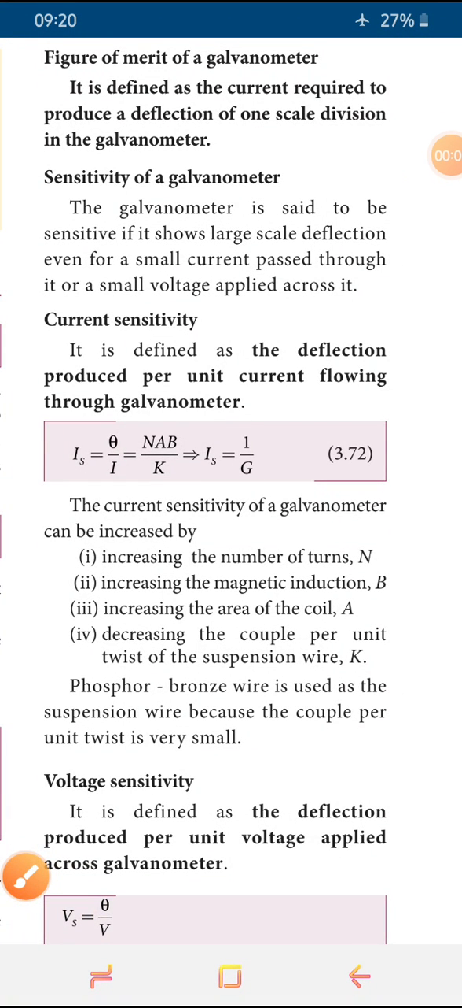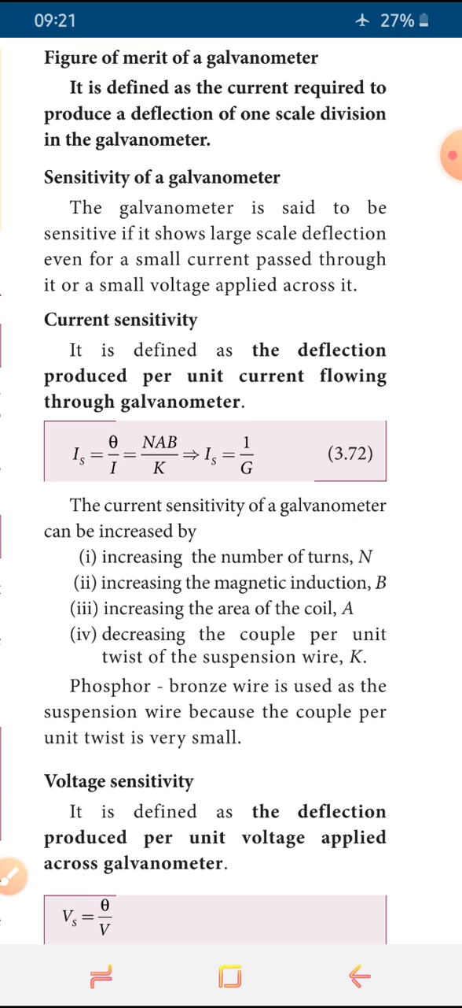Good morning, children. In the last class we discussed the moving coil galvanometer, its construction and working, and how the formula of twist is matched with the torque. Everything we discussed. So how the torque is created, and how we matched it, we saw all of that. We also discussed how to find the current using the moving coil galvanometer. Following that, today we will start the figure of merit of a galvanometer.